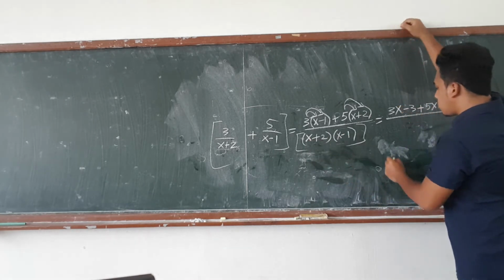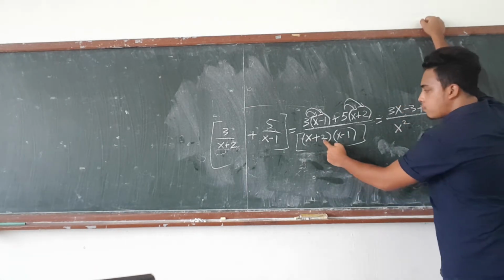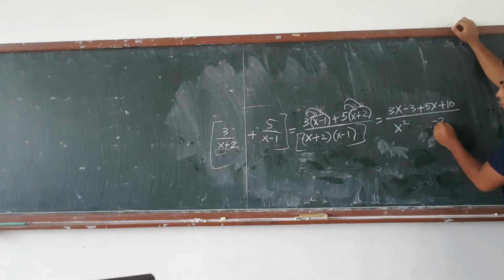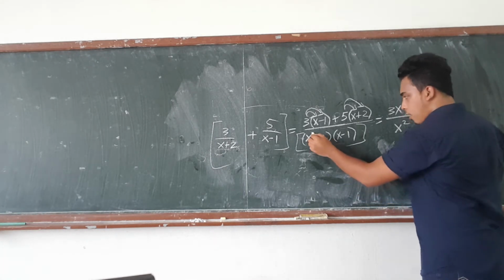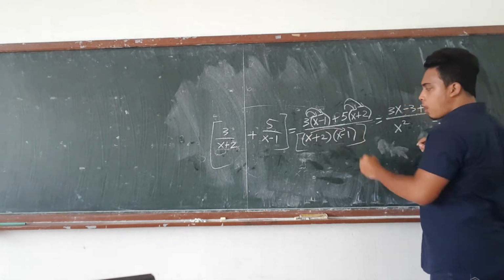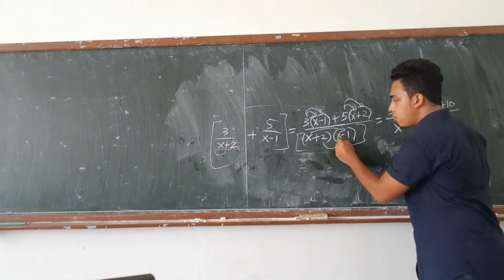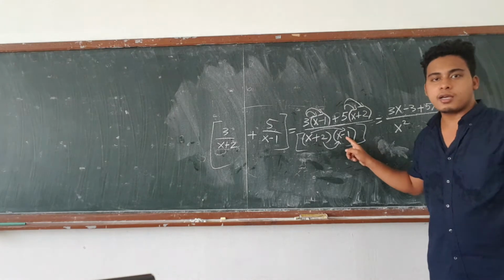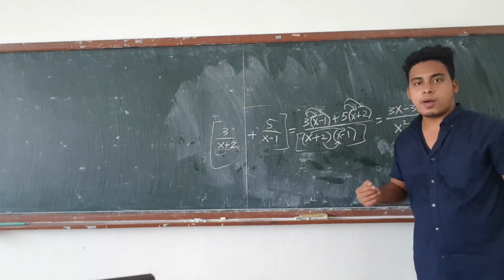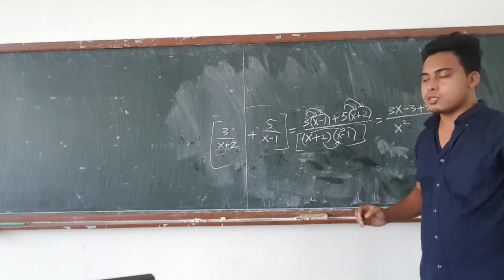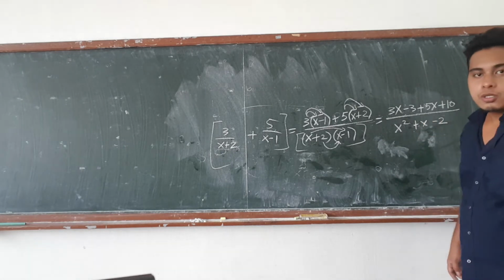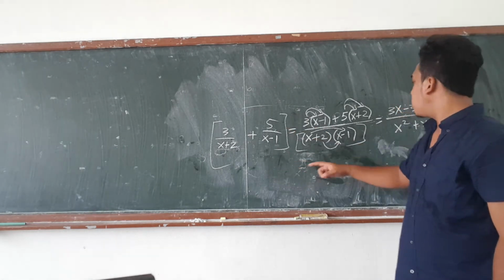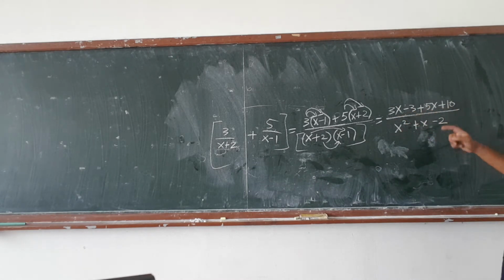So x times x, that is x squared. Then 2 times negative 1, that is negative 2. Then to find the linear term of this trinomial, we multiply the outer and the inner. So x times negative 1, that is negative x. Then 2 times x, that is positive 2x. If we combine negative x and positive 2x, that would be equal to positive x. So the answer for these two expressions is 3x minus 3 plus 5x plus 10 over x squared plus x minus 2.